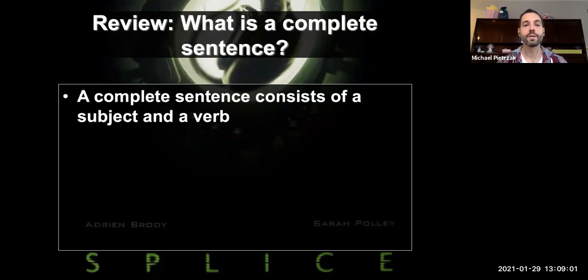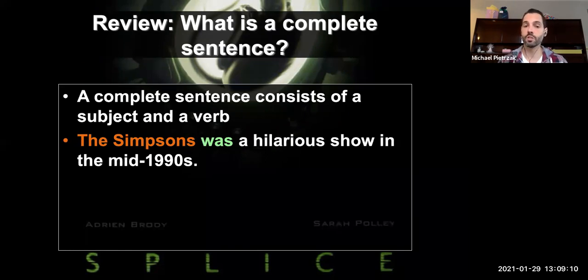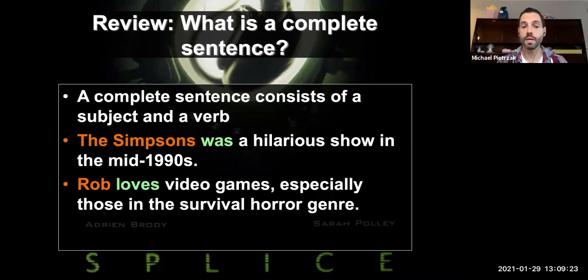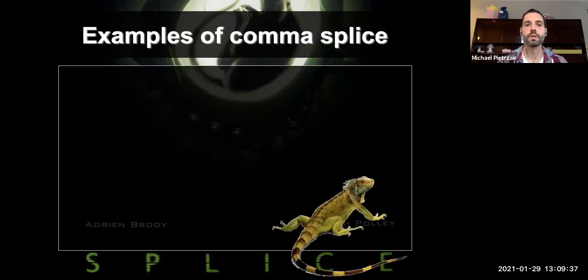So again, what's a complete sentence? You need a subject, a person, a place, a thing, and a verb, an action word. For example, a complete sentence would be The Simpsons was a hilarious show in the mid-1990s. The Simpsons is the subject and the verb is was, because it's a past version of to be. Rob loves video games, especially those in the survival horror genre. Rob is the subject and the verb is loves, or to love. There you go, you've got a complete sentence. It could be just Rob loves video games, period. That's a sentence.